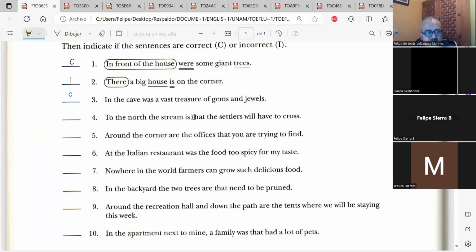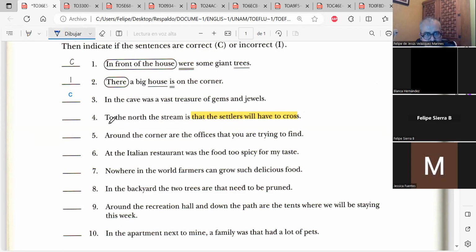that the settlers will have to cross is the subordinate clause. This is subordinate, this is a linker, subject, verb. So what you have to analyze is this part. To the north, the stream is. So hacia el norte está el arroyo.